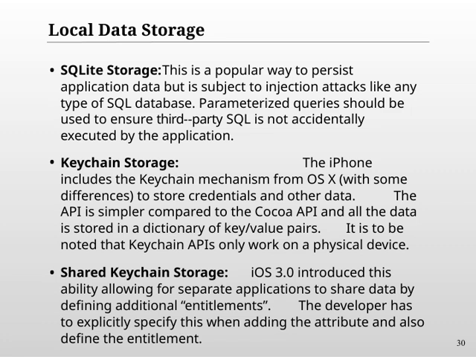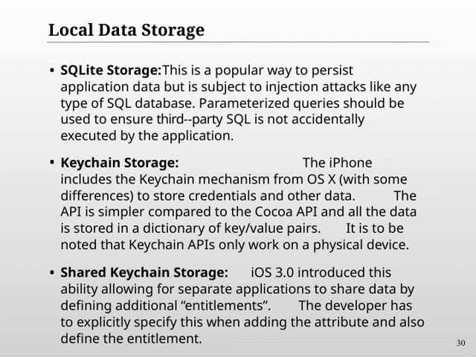Now, let's take a look at local data storage options on iOS. First up is SQLite storage. This is a very popular method for persisting application data because it allows for efficient storage and retrieval. However, it's important to remember that, like any SQL database, it can be vulnerable to injection attacks. To mitigate this risk, you should always use parameterized queries. This way, third-party SQL code isn't accidentally executed by your application, helping to keep your data secure.